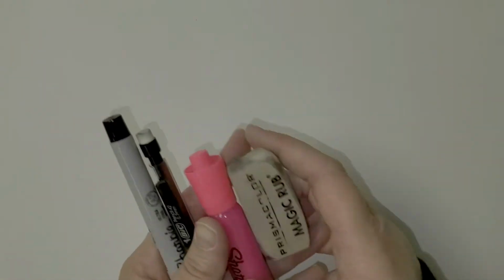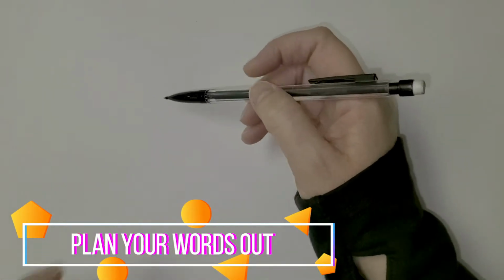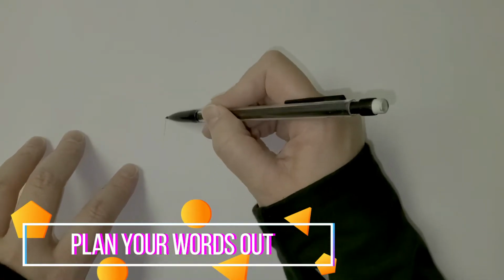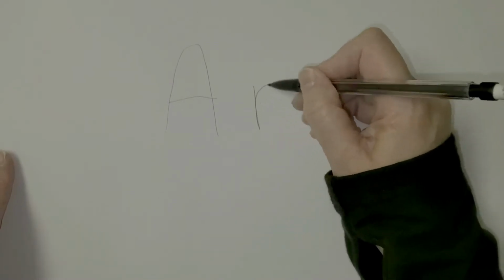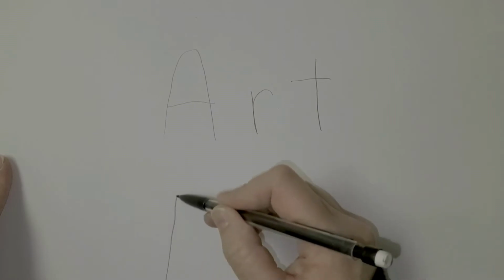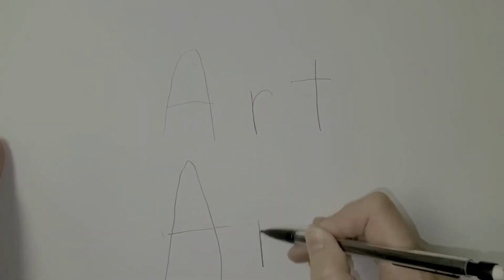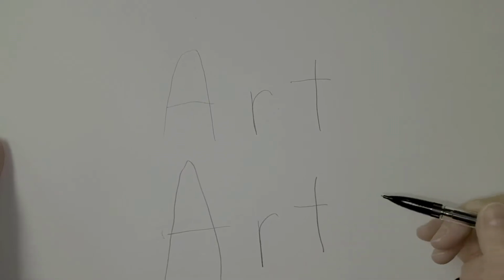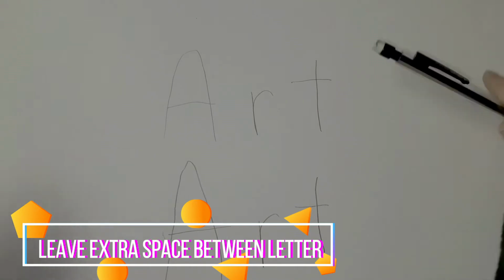So let's get started. To start with, you need to plan your words out. If I was to write the letter A, I'm going to write it lightly because I will be tracing over it later and then erasing this line. And I could do, let's do a lowercase here, and I will also write the word again here. And notice I'm writing them with spaces further apart than how we would normally write.